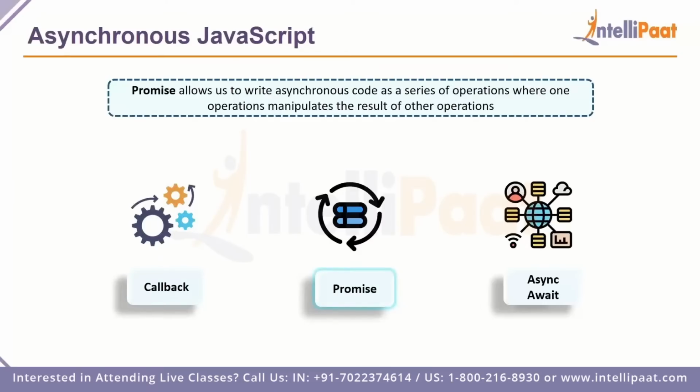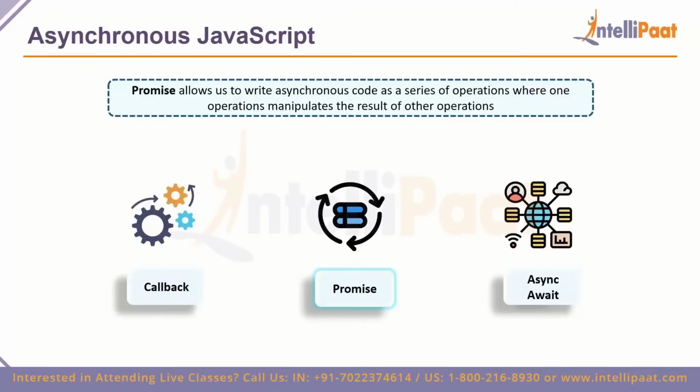Promises allow us to write asynchronous code as a series of operations where one operation manipulates the result of the previous operation. Let's say I want to get the data from a server. That requires certain things to happen. Firstly, I have to make the request and get the response. After I get the response back, I need to parse it and extract the information I want out of it. All of these could take a bit of time. So if I want to compose this into a set of linear steps, I can do it using promises.